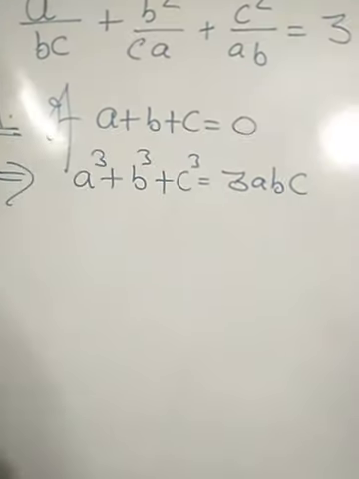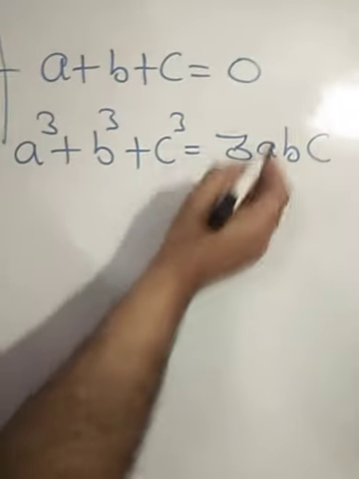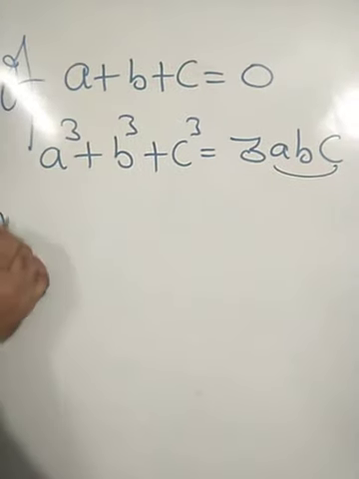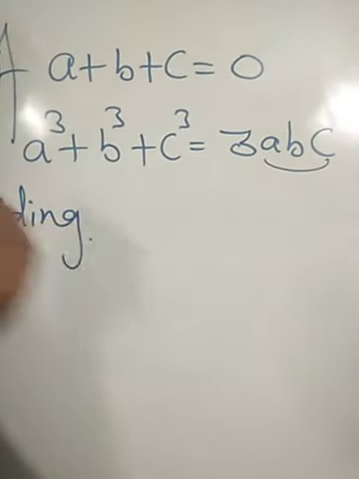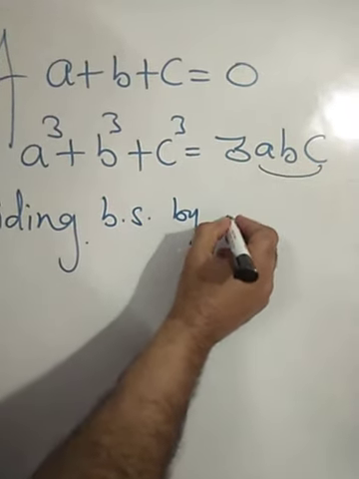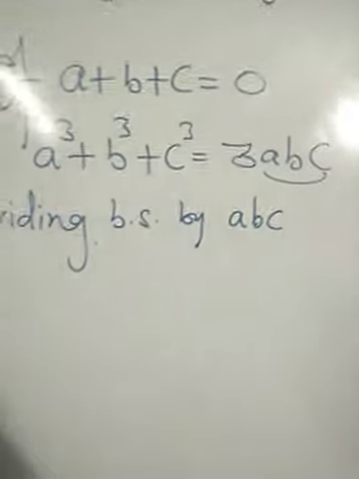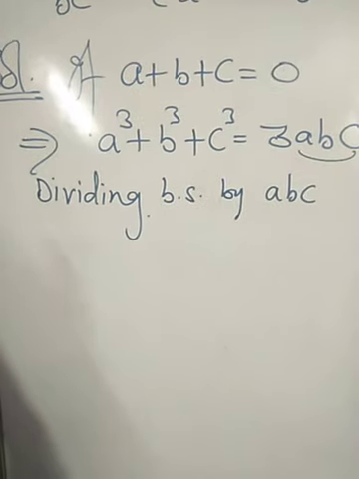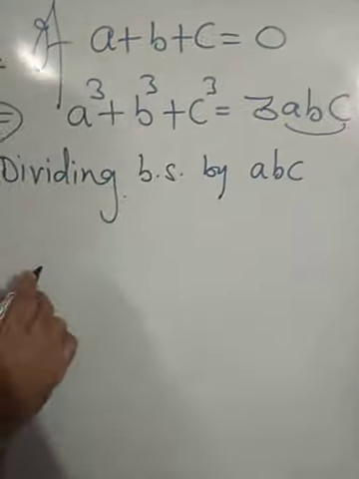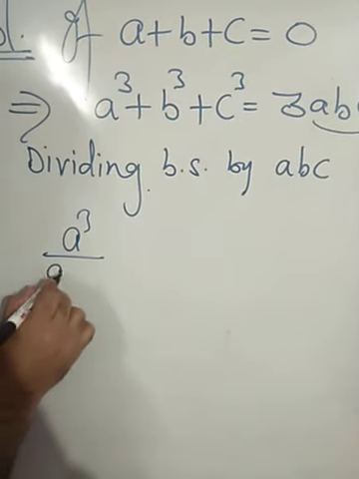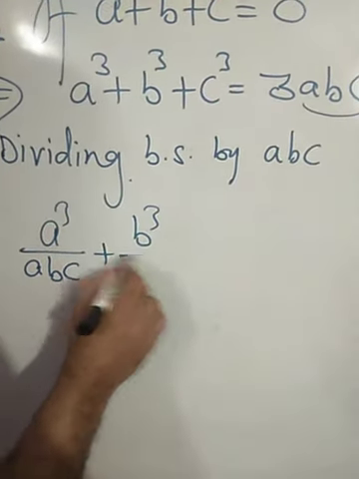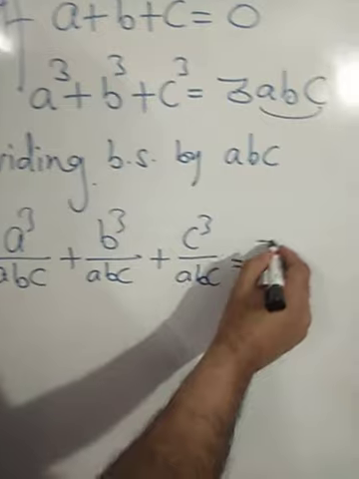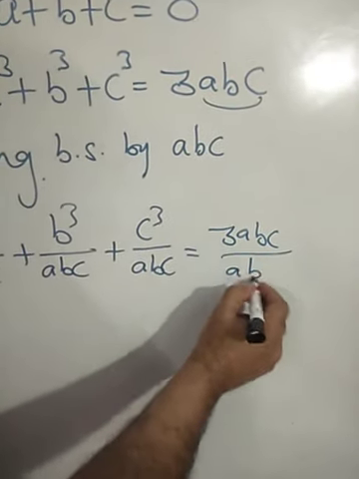Now see what I do. Dividing both sides. Remember, on the right hand side what do we need? 3 only. So what is extra? a into b into c. So dividing both sides by a into b into c, each and every term on both sides gets divided by abc. That is a cube over abc plus b cube over abc plus c cube over abc equals 3abc over abc.